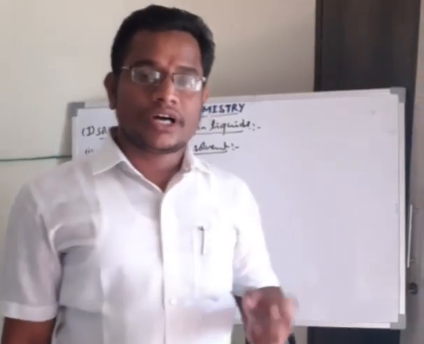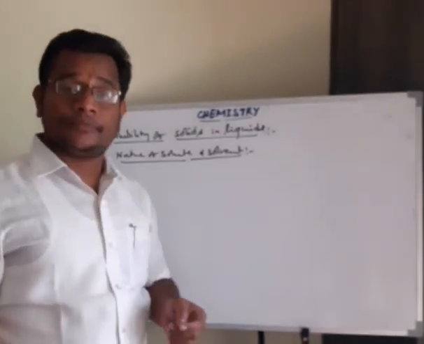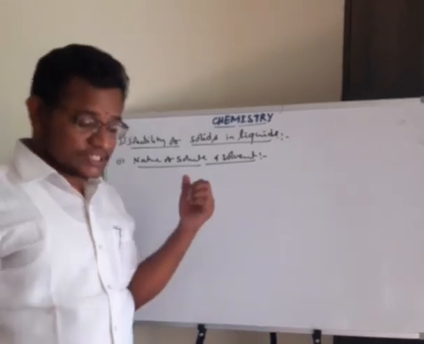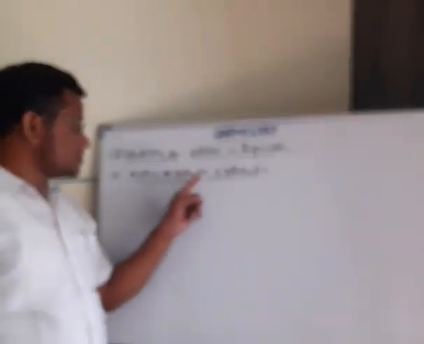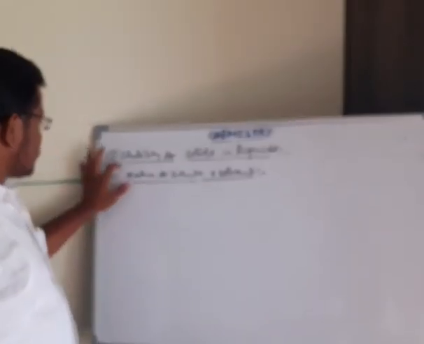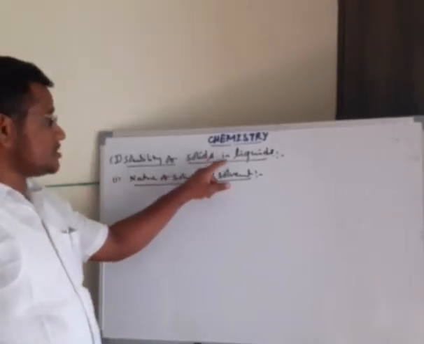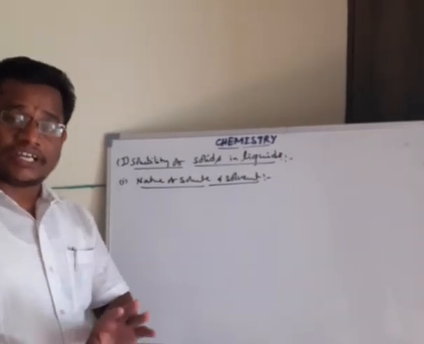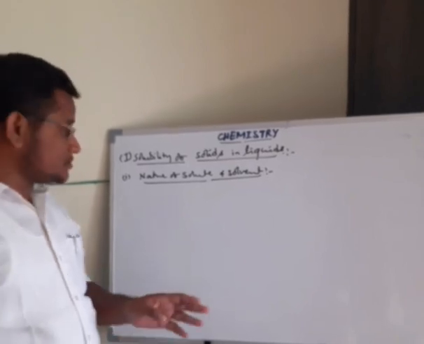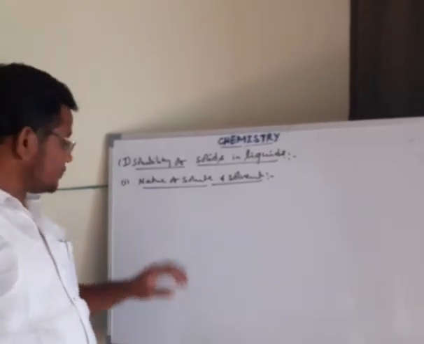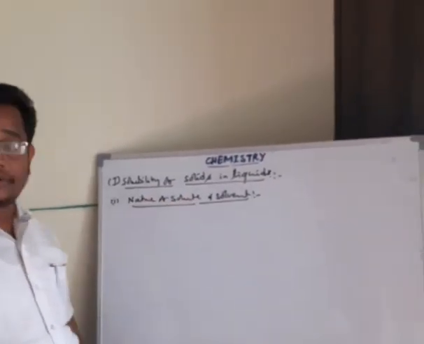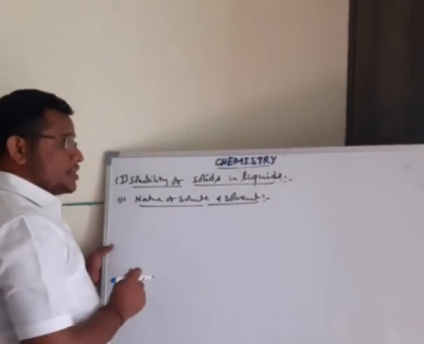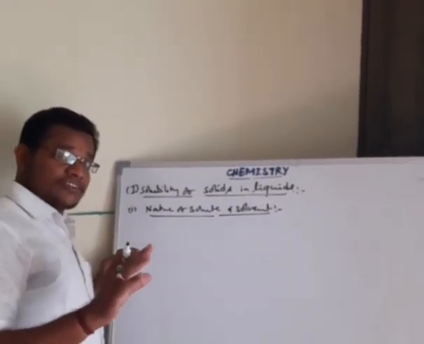Then next one is solubility of solids in liquids. Then what are the factors affecting the solubility of solids in liquids? The first one is the nature of the solute and solvent. Here the first point is all types of solids do not dissolve in the given liquids. Means every solid does not dissolve in the given liquid. I will explain some points here, then you can understand. The nature of solute and solvent affects the solubility of solids in liquids. So here I told one point: every solid does not dissolve in the given liquids.